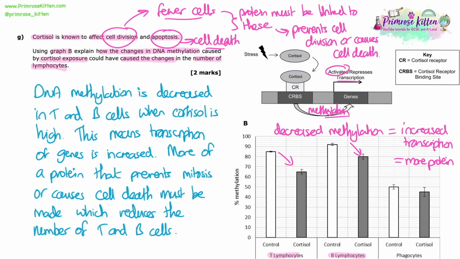You probably should have just picked one. So either pick preventing mitosis or causing an increased rate of cell death. One of those two must be being made, and then link that back to the reduction in the number of T and B cells. You've already talked about that, but the question just says cause the change in the number of lymphocytes. It doesn't say decrease. So we've got to link that into our second point.